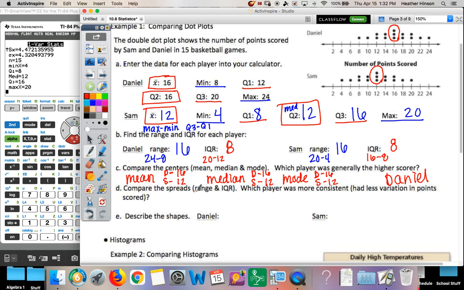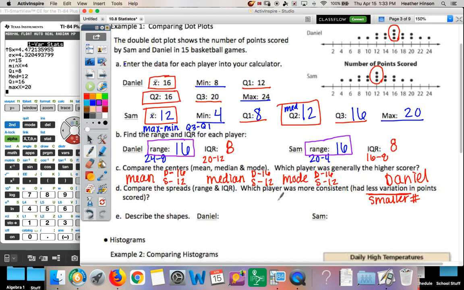So compare the spreads, the range and the interquartile range. Which one was more consistent? Which means there's less variation, which means it's going to have a smaller number. So it's less spread out. So if we look at their range, Daniel had a range of 16. Sam had a range of 16. So they were the same. So that's not going to tell us which one is more consistent because they're exactly the same.